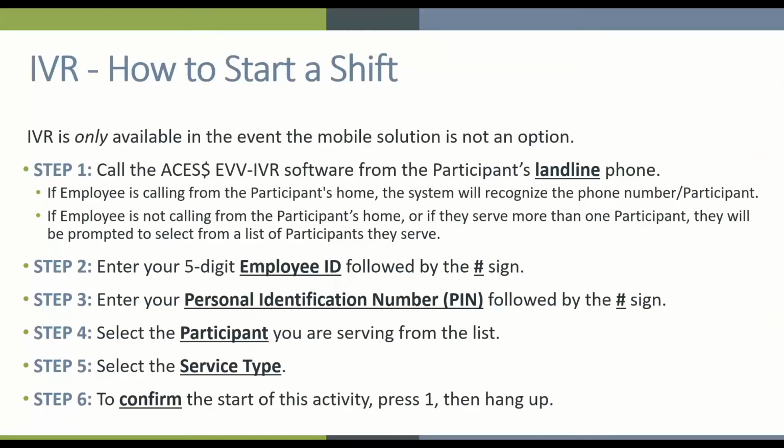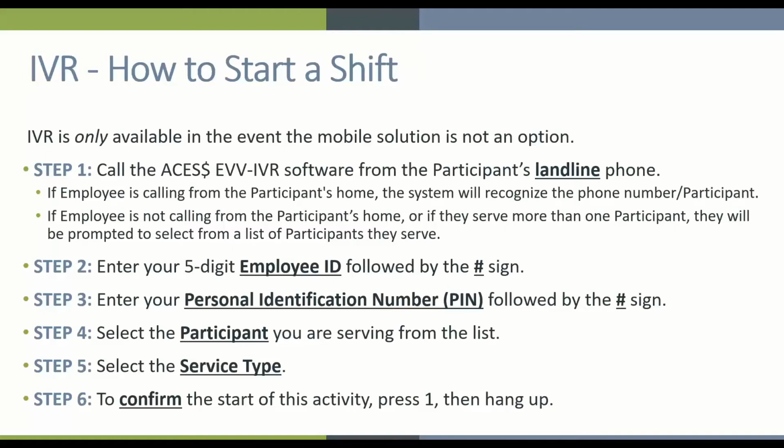So if needed, let's say somebody does not have a smartphone or device, they can use the IVR. Now the way the IVR works is the employee shows up to the participant's home and places a call from the participant's landline, the home phone we have on file. Again, the IVR is only available in the event the mobile solution is not an option. So if you've ever called your bank and you speak to an automated teller, press 1 for your checking account balance, press 2 for your savings account balance. It works in a very similar fashion.